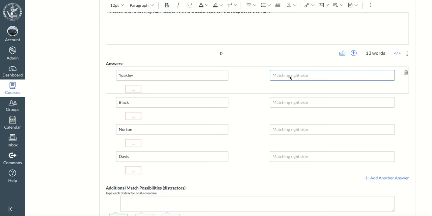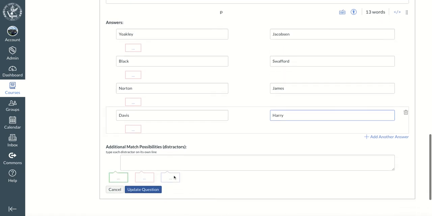So Yoakley is with Hannah Jacobson. Nicole Black is with Felicity Swafford. Norton is with Doug James. And Davis is with Jill Harry.